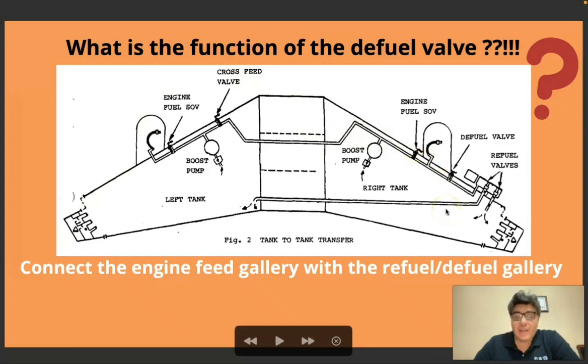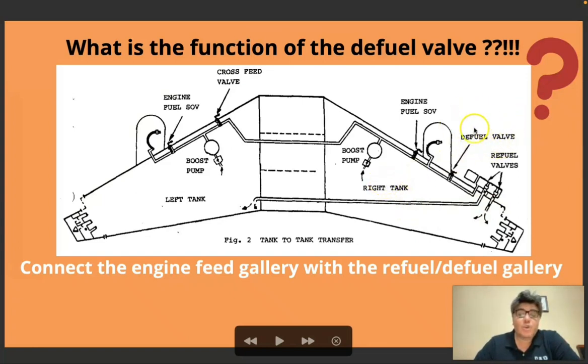What other gallery do we have here? The refuel gallery, which has two refuel valves here, one for the right tank and one for the left tank. And it has a pipe or duct that pushes fuel into the tanks or sucks fuel from the tanks during defuel. So we have here a defuel valve.